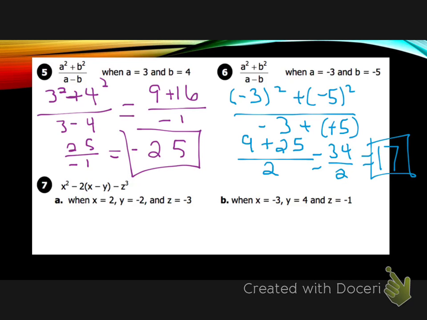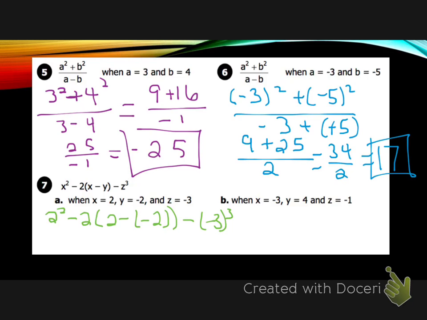Let's look at 7a and b here. We got the same expression, just different letters. Now we've got 3 letters we're plugging in. Same steps, just adding another step in there. So it's got x equal to 2, so we've got 2 squared minus 2 times 2 minus a negative 2 minus negative 3 cubed.